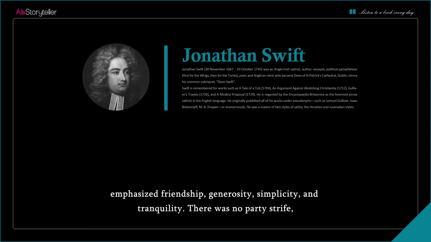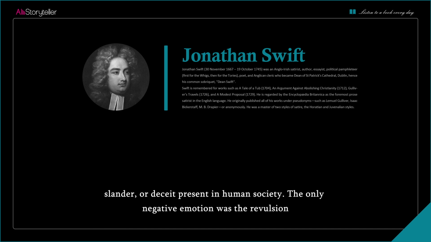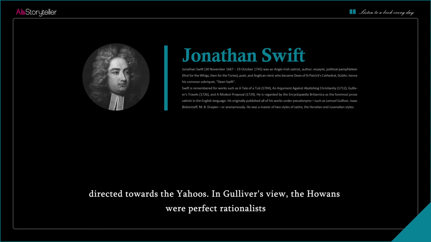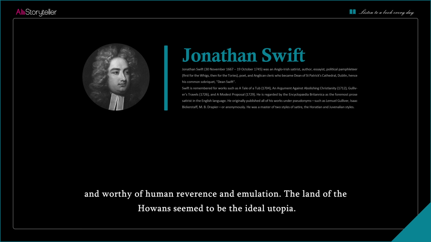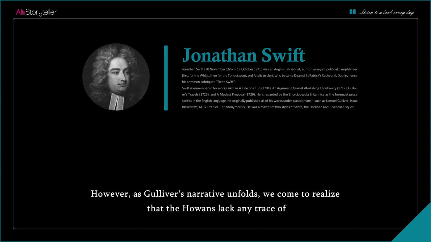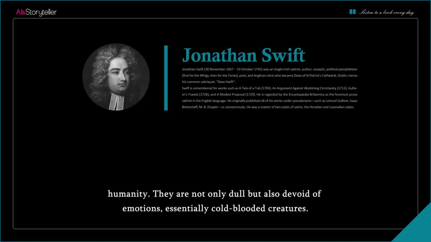There was no party strife, slander, or deceit present in human society. The only negative emotion was the revulsion directed towards the yahoos. In Gulliver's view, the hounds were perfect rationalists and worthy of human reverence and emulation. The land of the hounds seemed to be the ideal utopia. However, as Gulliver's narrative unfolds, we come to realize that the hounds lack any trace of humanity. They are not only dull but also devoid of emotions, essentially cold-blooded creatures.